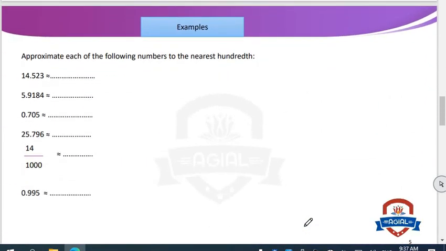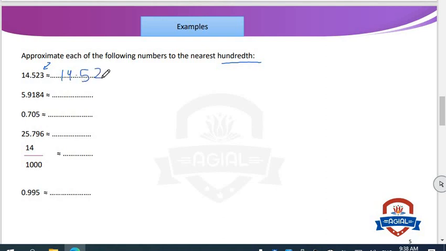Okay, some examples. Approximate each of the following numbers to the nearest hundredths. Number 1, 14.523. Approximating to the nearest what? Hundredths. Okay, we look at the number in thousandth place, number 3 after the decimal point, and ask it: 3, you are weak or you are strong? I am weak number. So we put the same digit, 14.52, and remove these digits and all the other digits to the right if we have. So the result will be 14.52.